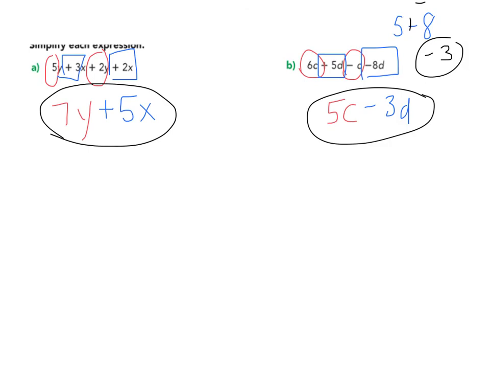Okay, so for the first one, A, 5y plus 2y is 7y, positive 3x plus 2x is 5x. Over here for B, 6c minus c, remember there's an imaginary 1 in front of that c if there's no number, so 6 minus 1 is 5c, and then 5d minus 8d, remember here, 5 minus 8, keep change, so you have 5 plus negative 8, which is minus 3. So your answer is 5c minus 3d.